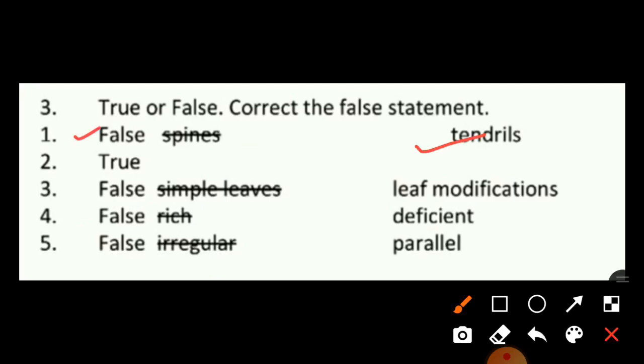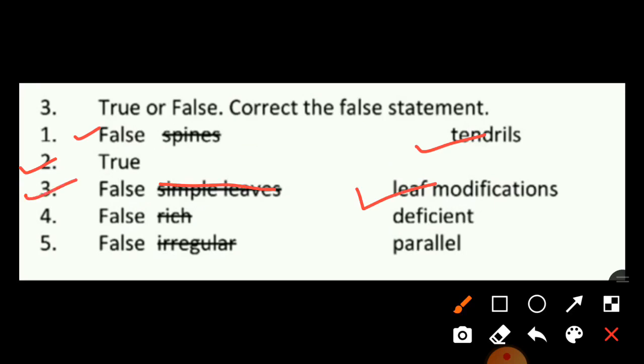Okay. Second, the arrangement of veins on the leaf blade is called venation of leaf. True. There is no correction. Third, the leaf tendrils and leaf spines are the example of simple leaves. So please cut the simple leaf and write leaf modification, and it is a false statement.